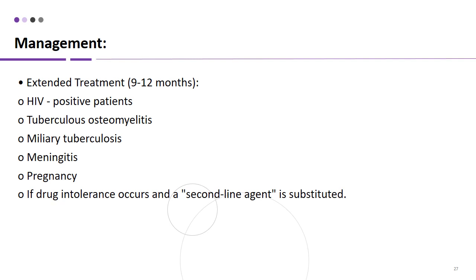Extended treatment, which is done for a duration of 9 to 12 months, is only indicated in one of the following conditions: either the patient is HIV positive, or tuberculous osteomyelitis is there, or the patient is having biliary TB or meningitis. In meningitis, a minimum 12-month treatment is required. In pregnancy, because the first line agent pyrazinamide is contraindicated in pregnancy. If drug intolerance occurs and a second line agent is substituted, then you will also go for extended treatment.